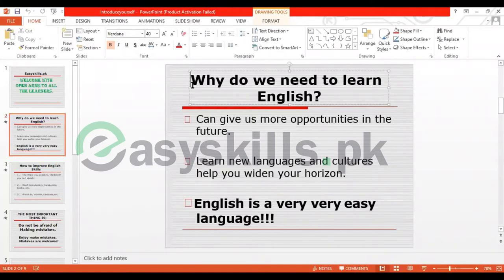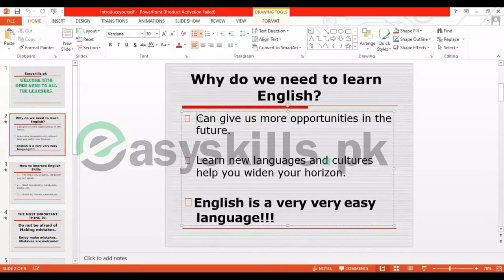Maybe some of you want to improve their academics, or they want to improve their English skills so that they can hunt for a job. Some of you want to learn English so that they can impress others. So there may be different reasons for learning English, but one of the reasons that you can see here, English can give us more opportunities in the future. If you talk about why do we need to learn English, English can give us more opportunities in the future.